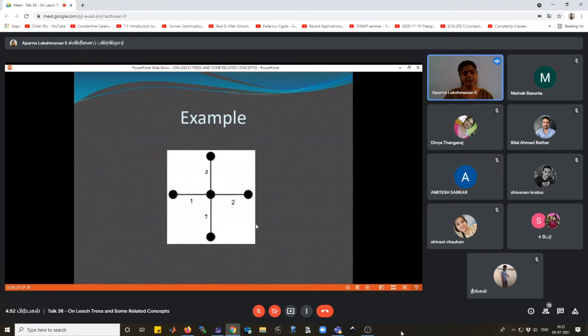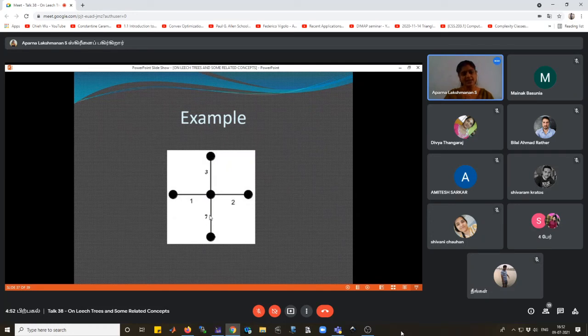Here is an example. K14 is an almost leech tree. Here you have 1, 2, 3 as a pathway, as it is an edge way, and 1 plus 2 also gives me 3. So the label 3 is repeated. Then 3 plus 1 is 4, 3 plus 2 is 5. 6 is missing.